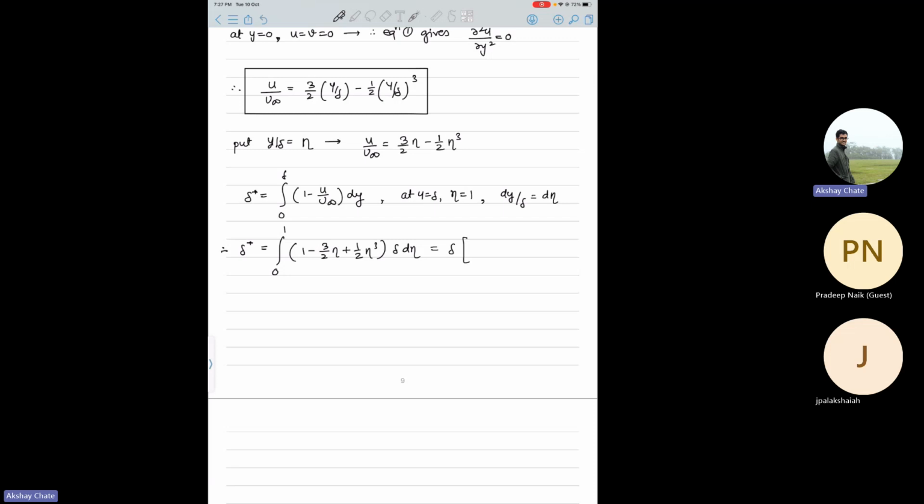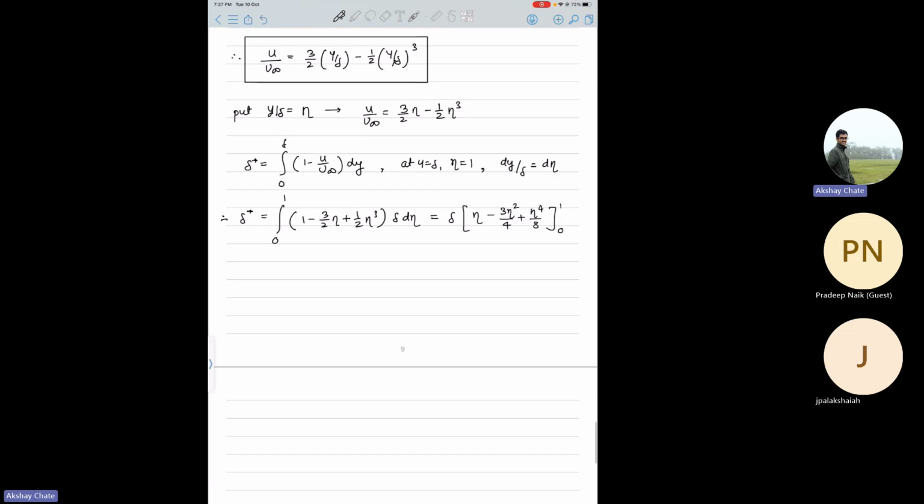So this will be eta minus eta square by 2, so 3 eta square by 4, plus eta power 4 by 8, and the integration will be from 0 to 1. So this will be 1 minus 3 by 4 plus 1 by 8. So this is 1 by 4 plus 1 by 8, that is 3 by 8. So this is 3 delta by 8.